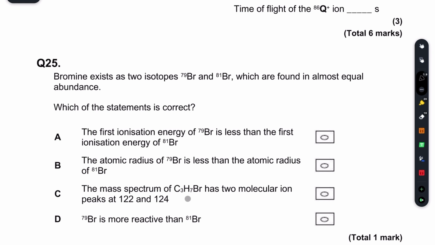C says the mass spectrum of bromopropane has 2 molecular ion peaks at 122 and 124. And this seems reasonable if we were to do the calculation, so find the Mr of bromopropane using both isotopes, so doing the first calculation with bromine 79 and the second one with bromine 81. It's very likely we'll get mass spectrum peaks at 122 and 124 because of the different isotopes. The difference between 124 and 122 is 2, just like the difference between 81 and 79. The difference is also 2. So the answer to question 25 is C.